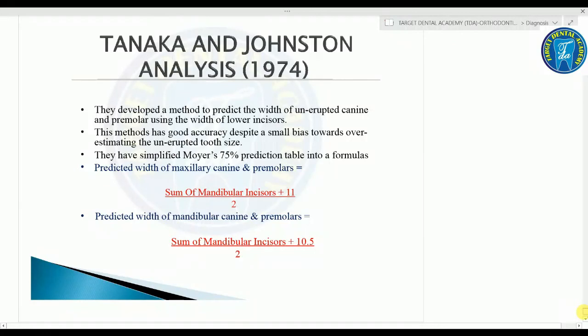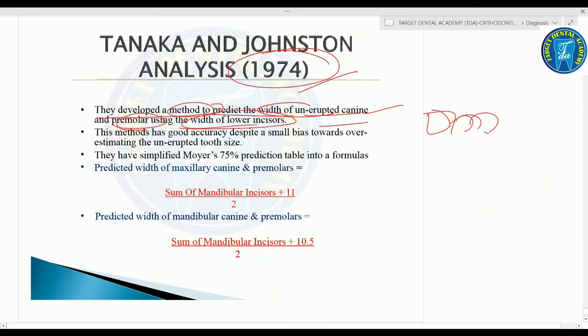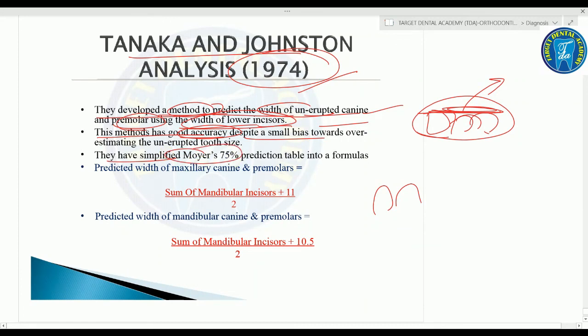Last is the Tanaka and Johnson analysis, which was given by Tanaka and Johnson in 1974. They developed a method to predict the width of the unerupted canine and the premolar by using the width of the lower incisor. In Moyer's analysis, we measure the width by taking the probability chart into consideration. But in the Tanaka-Johnson analysis, you have to measure the width of the erupted lower incisors. This method has good accuracy. They have simplified Moyer's 75% prediction table into formulas.